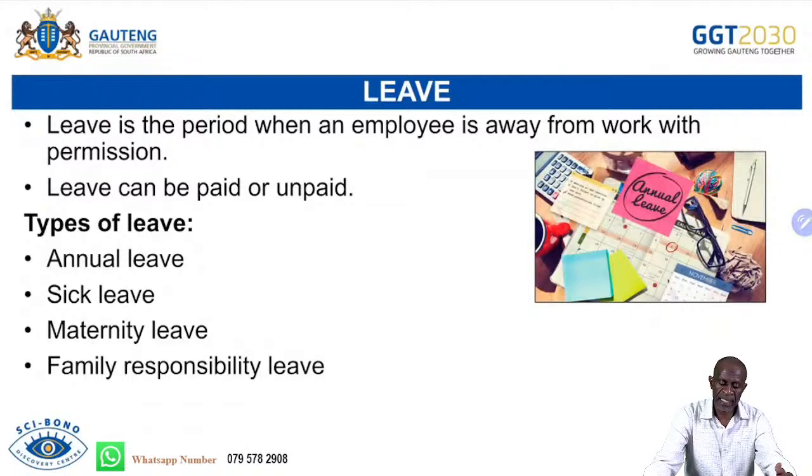So let us look at the scenario. The annual leave obviously is paid because you are taking from the number of days that you are allocated, depending or differing from one business to another. So some would give you 12 days per annum of annual leave. Some will give you 30. So hence I've said it varies from one business to another.